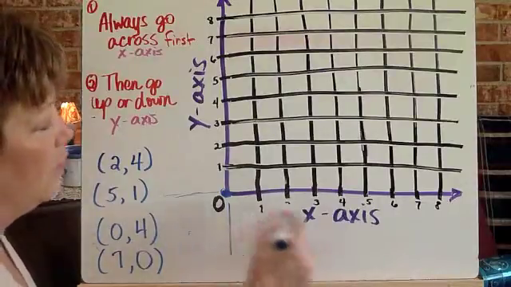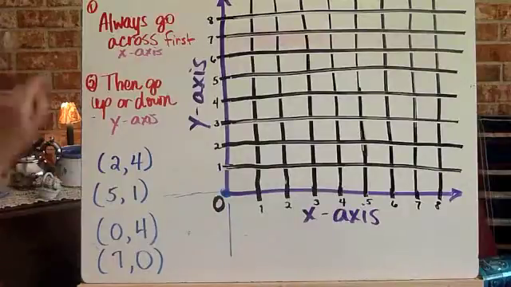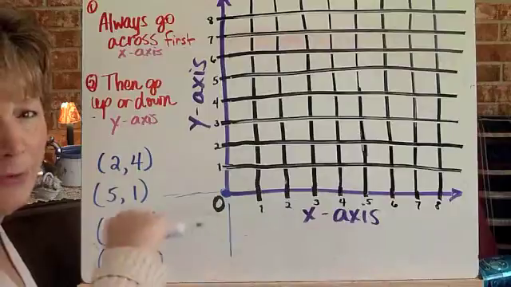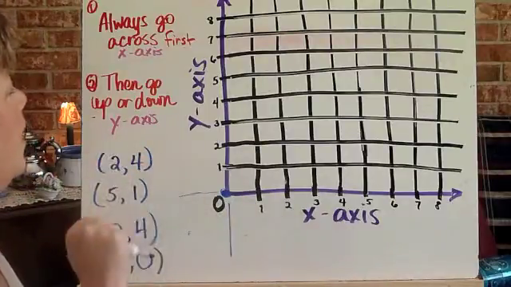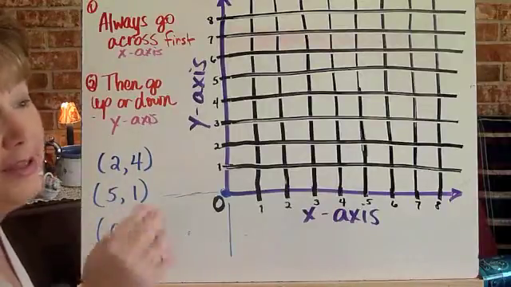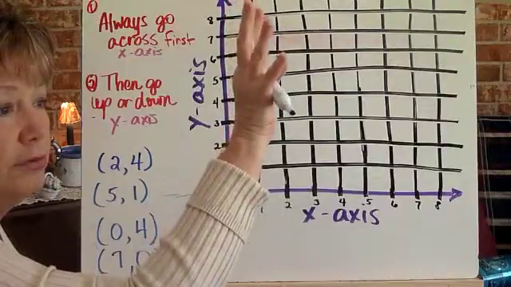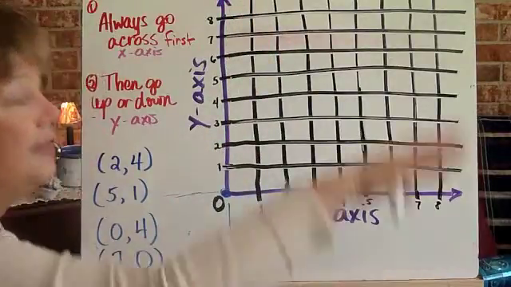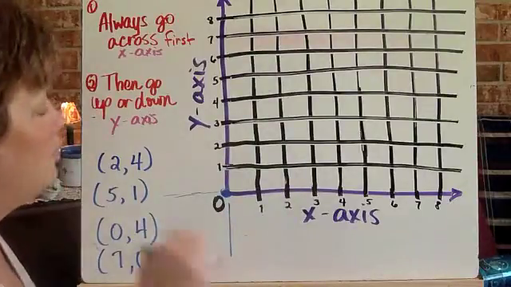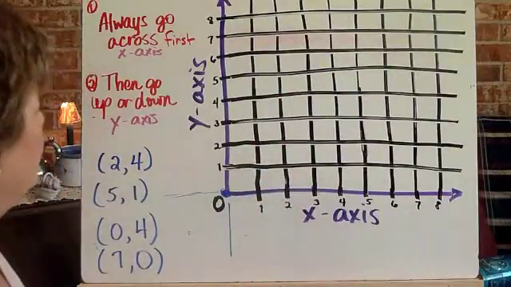And again, reminding you, this is the x-axis. This is the y-axis. When you're plotting points, you always go along the x-axis first, and then you go up or down on the y-axis. So I always kind of look at this, you crawl before you walk. So you're crawling across and then you stand up to walk. That's just my way of remembering. But you go x, then y first. So however you can remember.